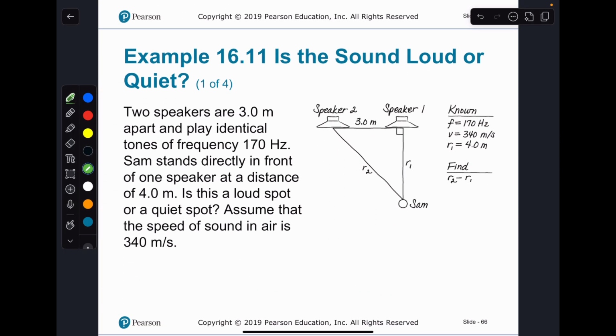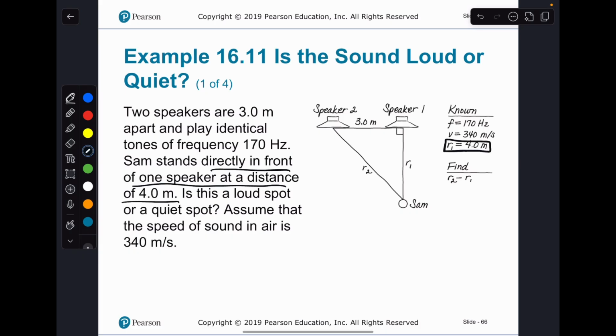Let's do this final example. Sam is sitting in front of a couple of speakers. Sam is a distance R1 away from speaker 1, and he's also a distance R2 away from speaker 2. And what we know is that the distance R1 is 4 meters because he's directly in front of that one speaker.